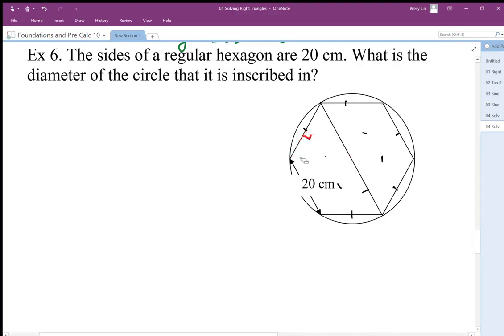Some people may start chopping it up like this and see if they can get a right triangle. That's not a wrong strategy. However, it is not efficient because it's hard to figure out the lengths of these sides here without a little bit of work.